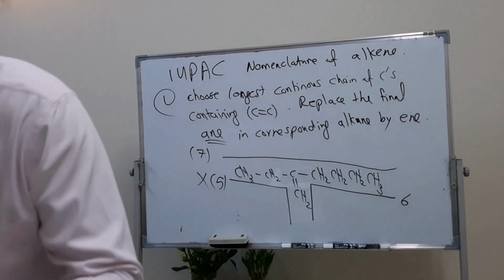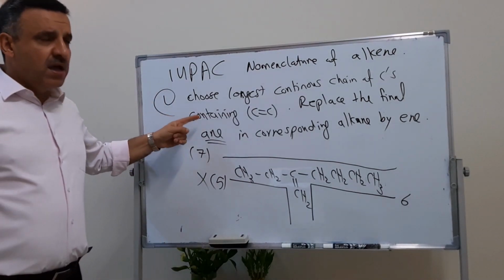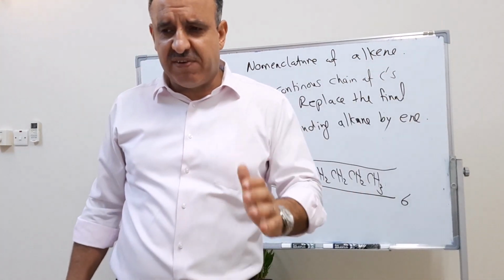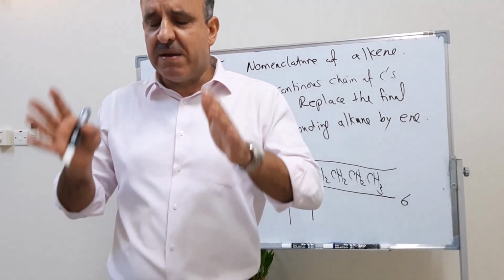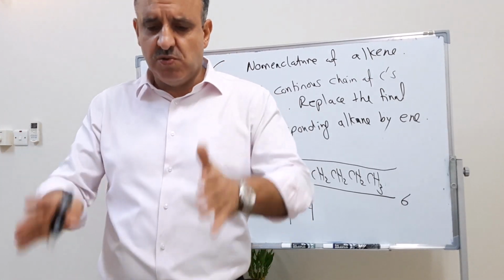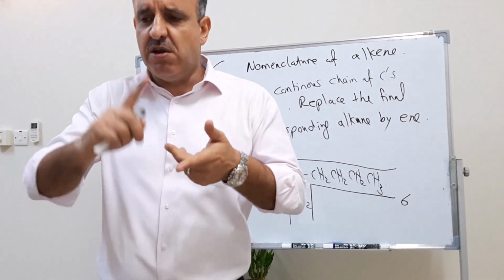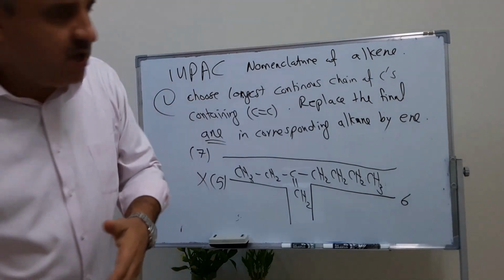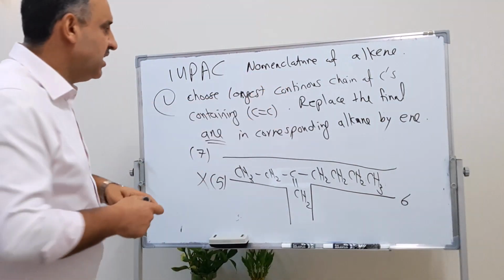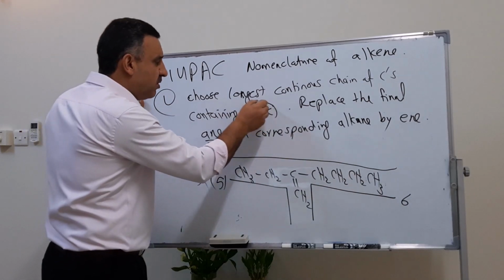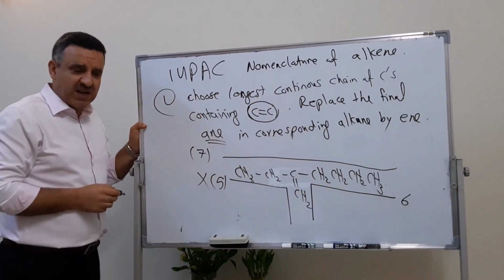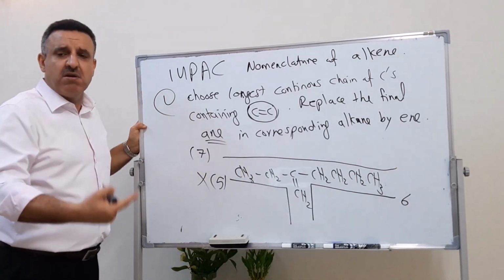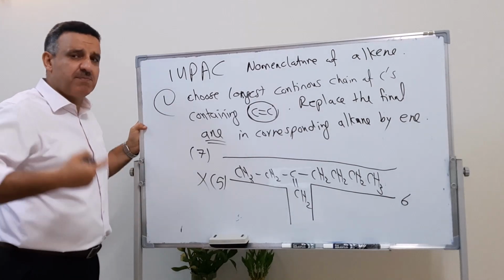We must choose 6. Why? Because, always the case by the way from now on, in any chapter containing a functional group, the rule of IUPAC becomes like this: we must choose the longest continuous chain of carbon atoms which contains the functional group. Here, we're talking about alkene functionality. The alkene functionality is both carbons, the carbon double bond carbon. So both carbons must be part of our longest continuous chain of carbon atoms.